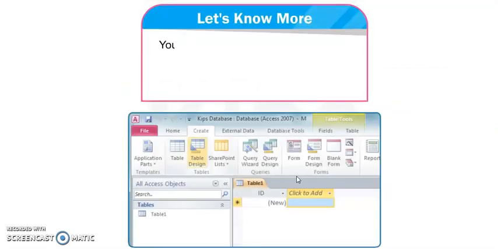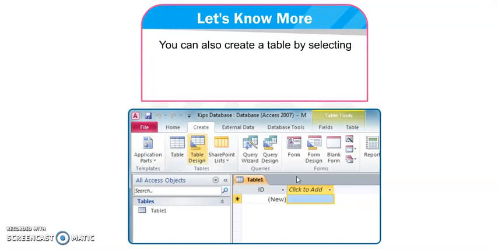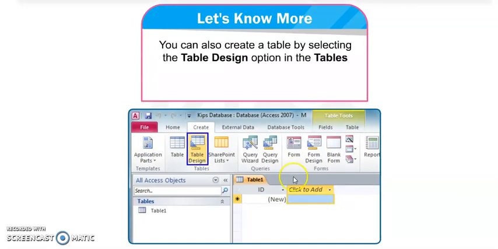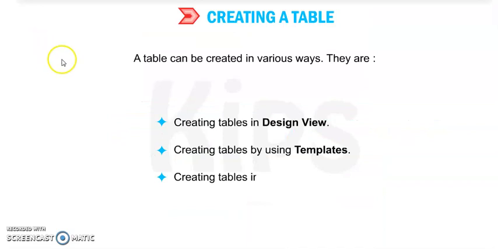Now there is a let's know more point for you. You can also create a table by selecting the table design option in the tables group. A new table opens in the design view. Next is creating a table. How can we create a table in different ways?